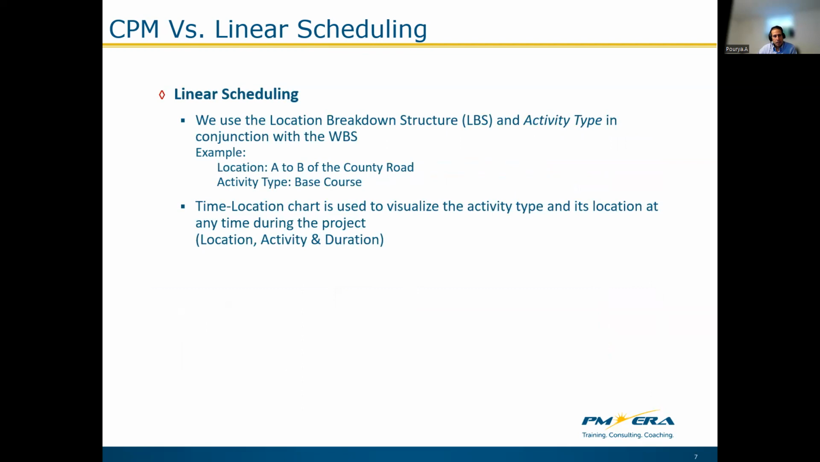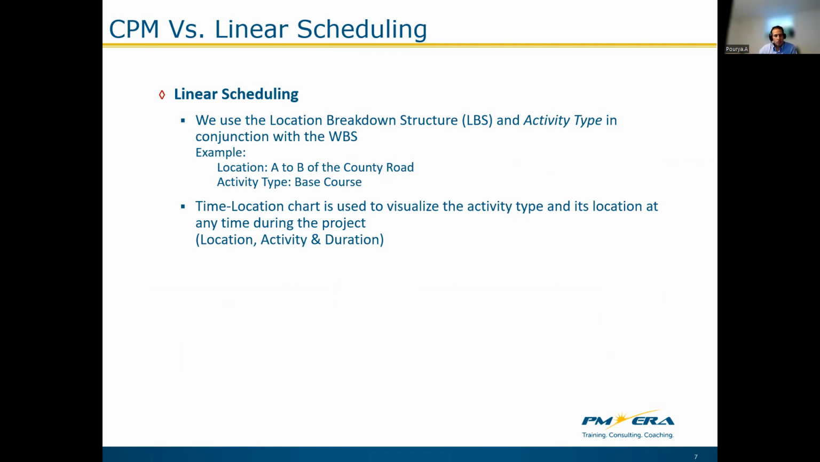In linear scheduling, we extract the activity locations, all those repetitive locations, and display them in a hierarchical manner called the location breakdown structure, or LBS. And then we combine the LBS with the activity type in conjunction with the WBS. The example is for the location, we say location A to B of the county road, and the activity type in this case is base course.